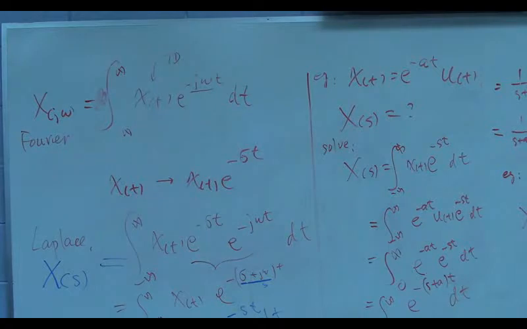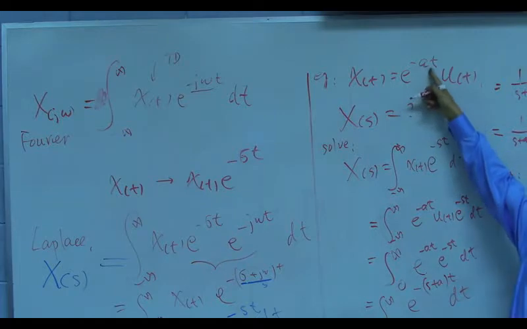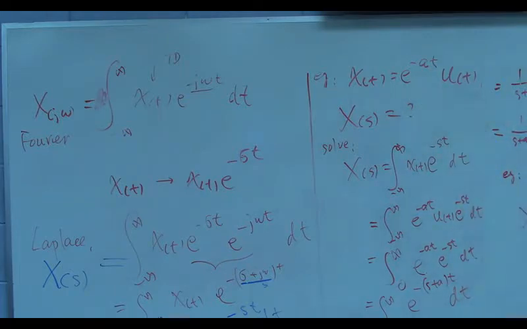1 over s plus a. What is a here? 3? 3 or negative 3? Negative 3, because here it is negative a. So negative a equals 3, so a equals negative 3. So the Laplace transform will be 1 over s minus 3.